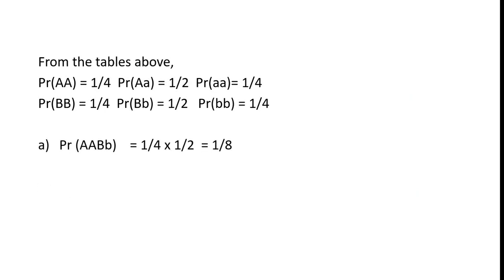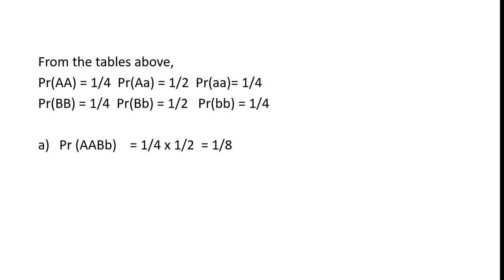Now, to calculate the probability that the offspring is going to have capital A, capital B, small b, we consider the fact that what is happening at gene A, when there's segregation at gene A, is independent of what is happening at gene B. So the segregation at gene A is independent of the segregation at gene B. Since they are independent outcomes, we can multiply the probabilities of both genotypes to get the probability of the dihybrid genotype.